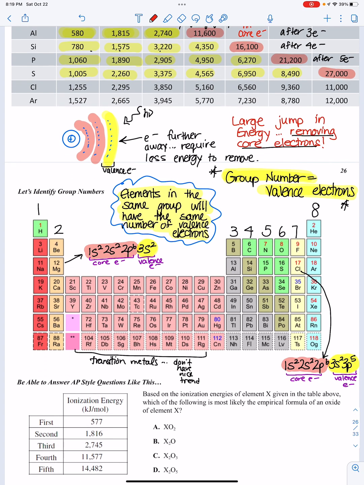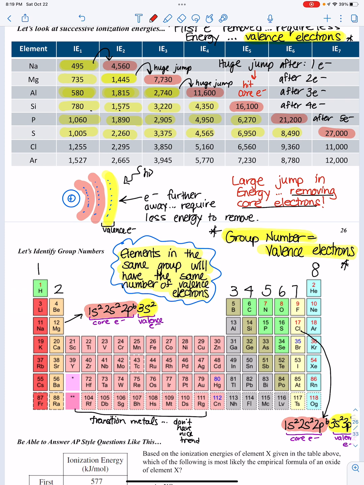So if I get a huge jump, let's say I didn't know this was magnesium. I'm going to block this. And I was given these ionization energies. There are possible answers. This could be Be, this could be Mg, this could be Ca. All of those elements would have 2 valence electrons because they're in the same group.